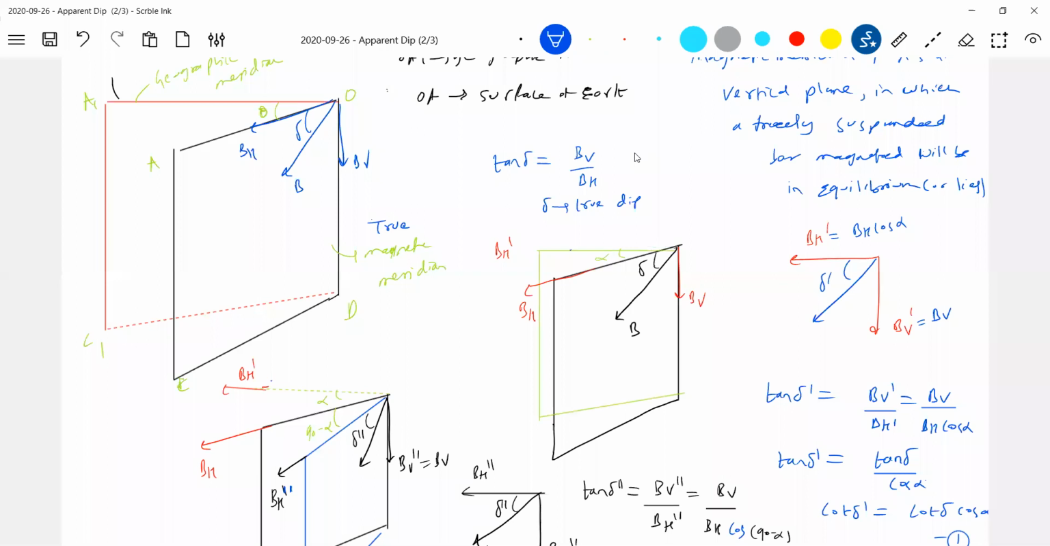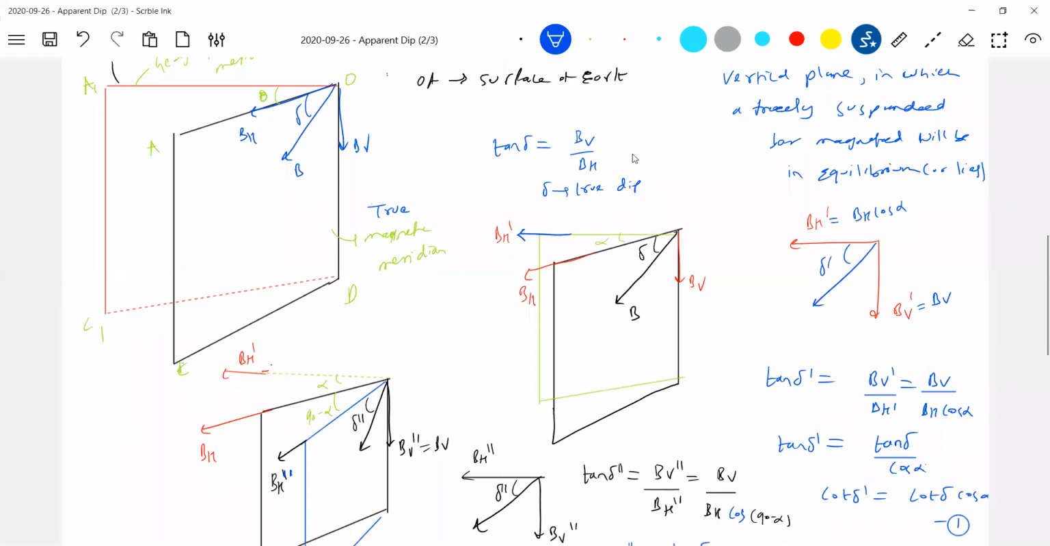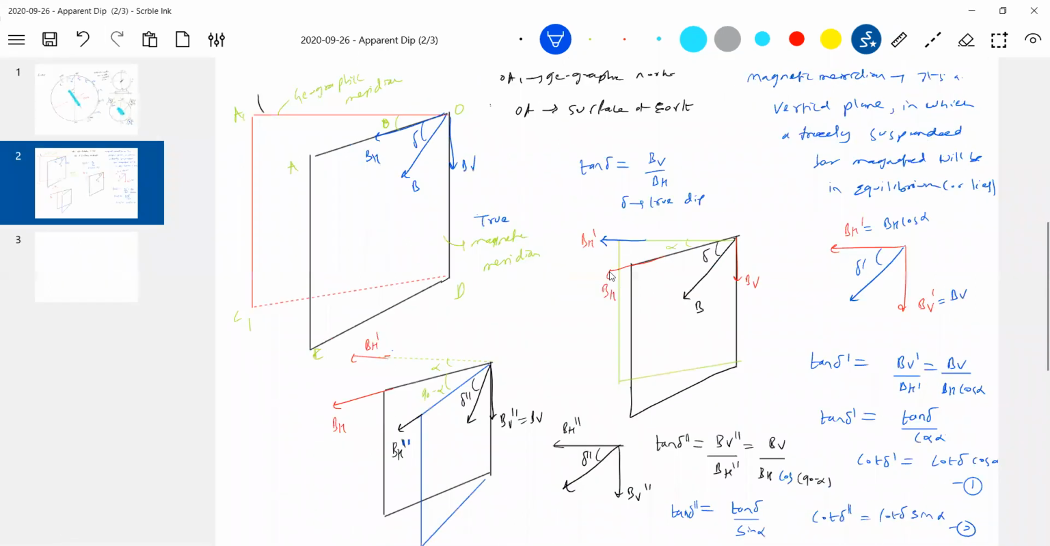Small trick, if you can understand it, it's over. This concept is nothing is there. So the true magnetic meridian is never possible to measure. Let me tell it very clearly. What I did is, I'll directly go.